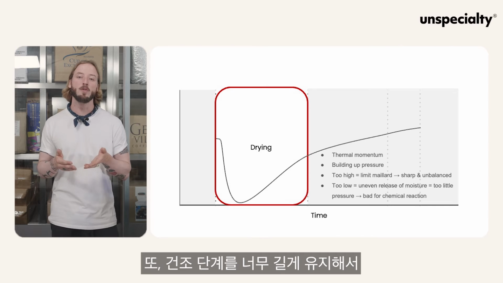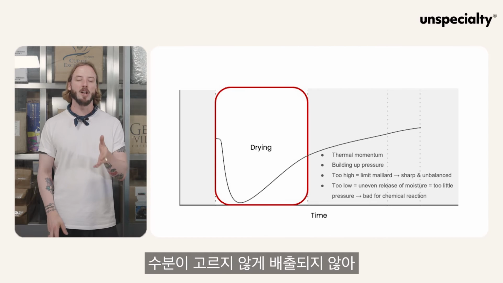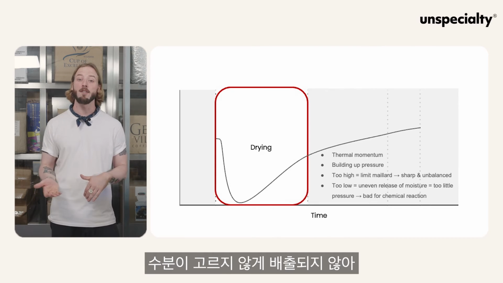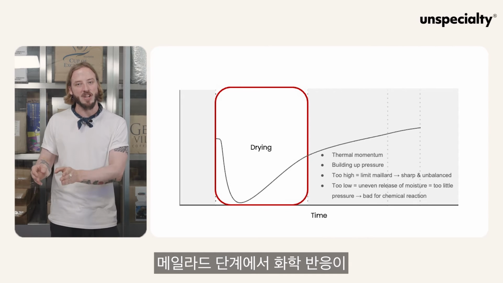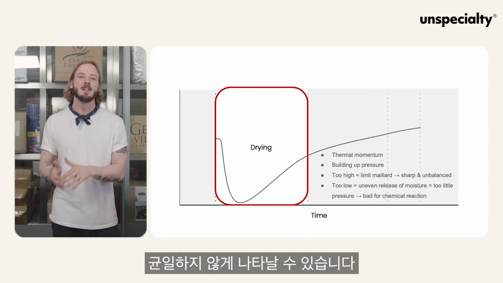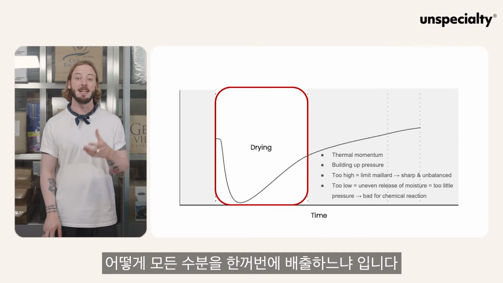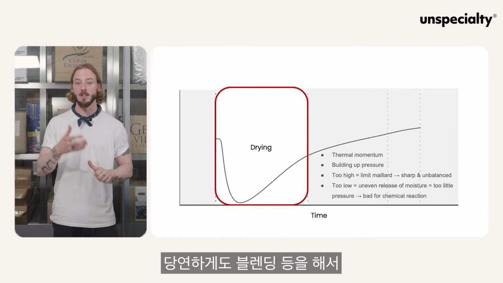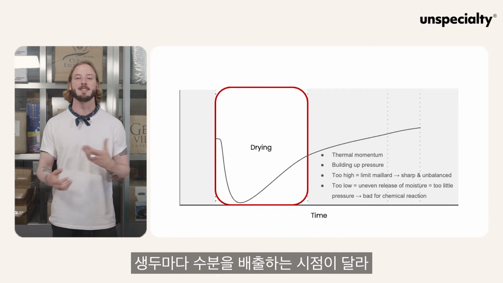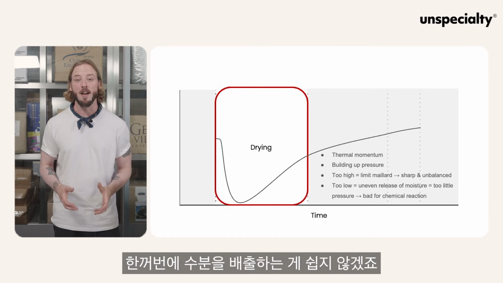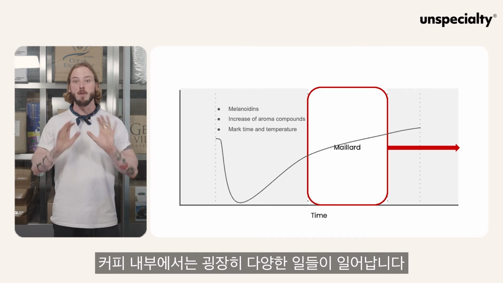Now, you can also move in much too slow. If you move through the drying phase too slow, you risk having an uneven release of moisture in the coffee, and that is then not going to result in a uniform chemical reaction through the Maillard phase. So the key here is, how do we release all of that water at the same time, which, let's say you were roasting blends or something similar, will be very difficult because coffees will release at different times. So all of this we have to keep in mind. Now, when we move from the drying to the Maillard phase, there is a bunch of stuff happening.